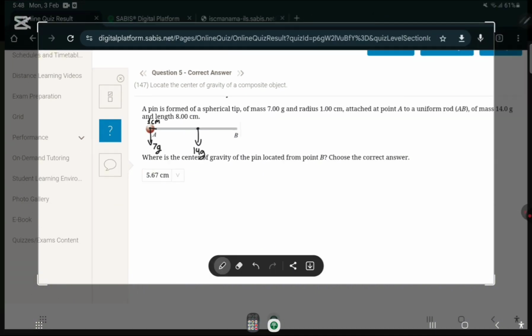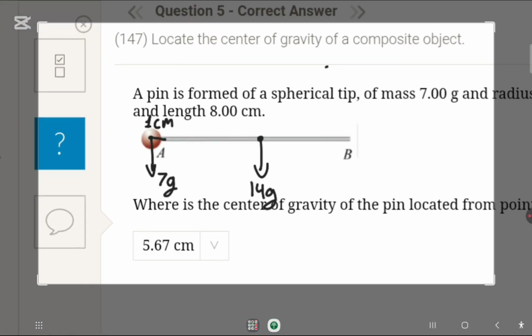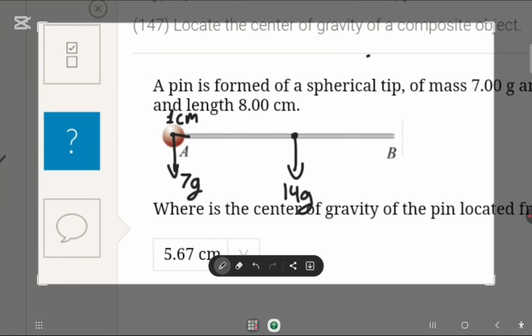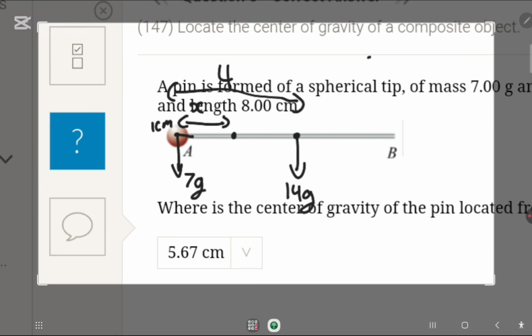And they want the center of gravity. So it's going to be between these two. Let's say we put it here at distance x. One second, let me just move the 1 centimeter at distance x. Since from B to A is 8, this is the center, so from here to there is 4. And here there's a rule.